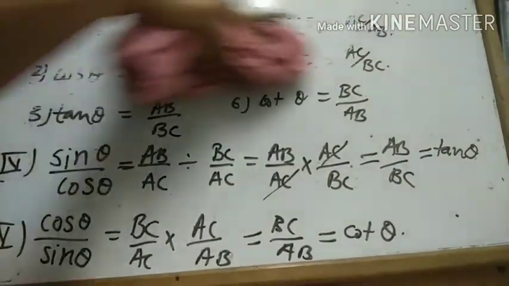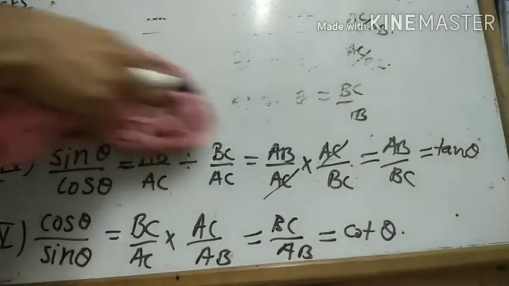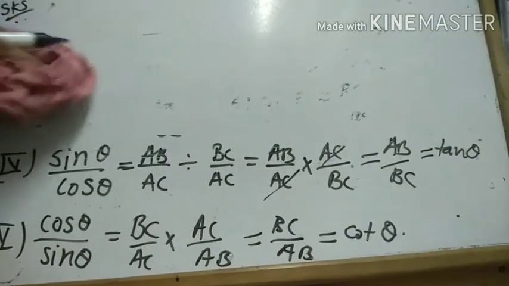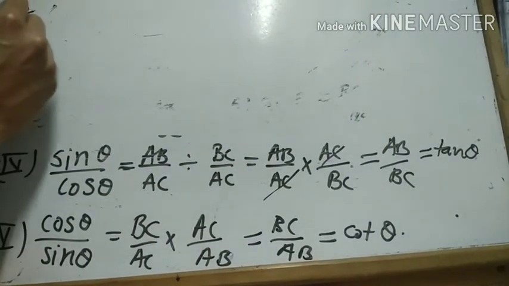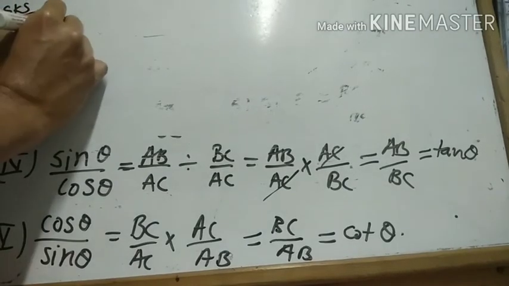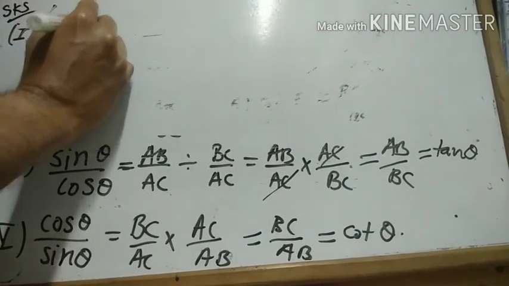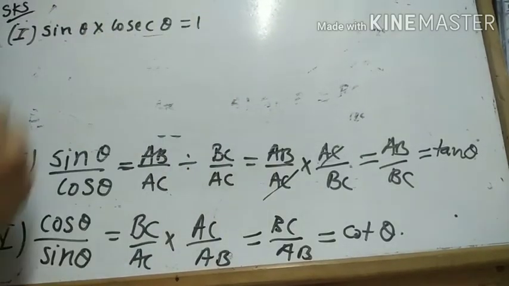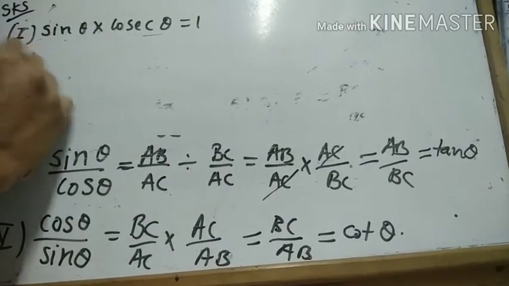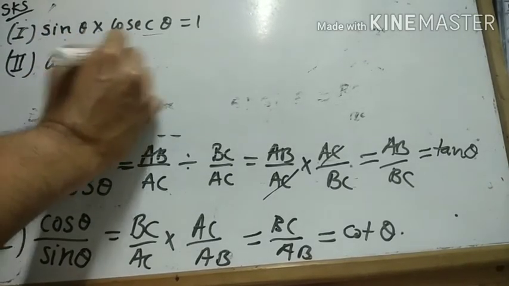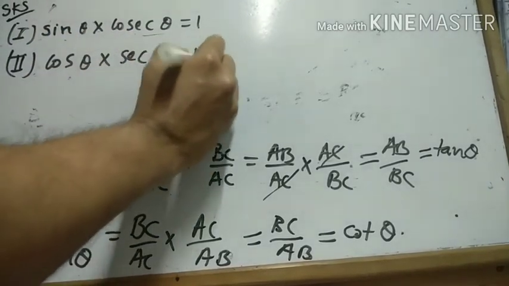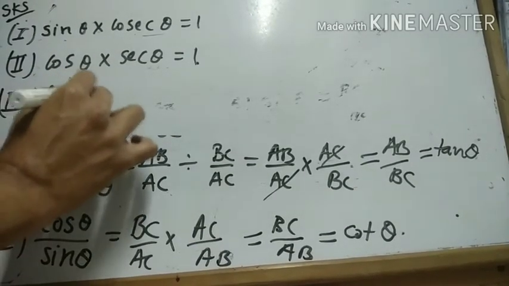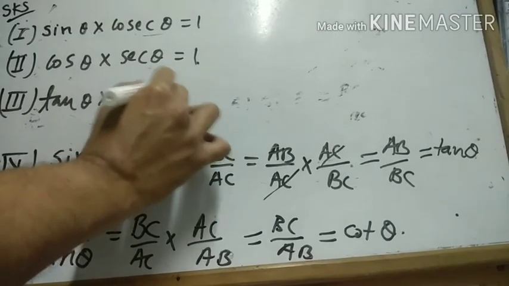Before this, we understood 3 more results, which I am listing down again on the board for your easier understanding. That 3 pairs of ratios are multiplicative inverse of each other. Which were they? Sine theta into cosec theta is equal to 1. Second ratio, cos theta into sec theta is equal to 1. Third ratio we learned was tan theta into cot theta is equal to 1.